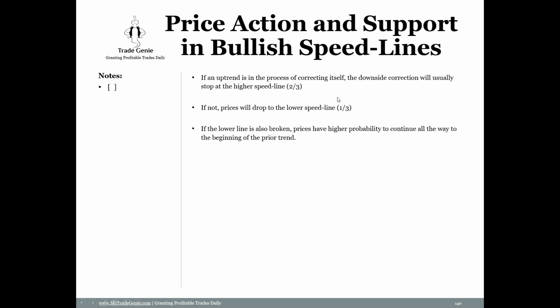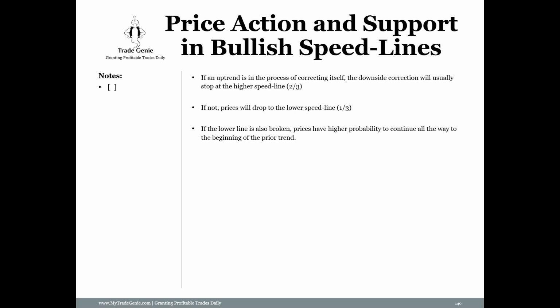Price action and support in a bullish speed line: if an uptrend is in the process of correcting itself, the downside correction will usually stop at the higher speed line. When a stock is in a strong uptrend, it's fundamentally strong and moving well, like Facebook or Apple, and you're trying to figure out where the support could be, you can draw the speed line to figure out the support.